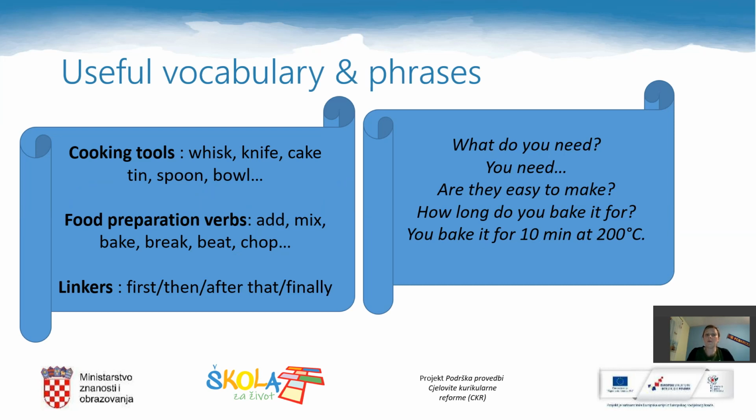Here you will see some useful vocabulary and phrases that you will need when you are going to give instructions about your recipe. When you are giving instructions, you should be familiar with the cooking tools you need to make your favorite dish or food, like whisk, knife, cake tin, spoon, or bowl. You also need to be familiar with food preparation words like add, mix, bake, break, beat, or chop.